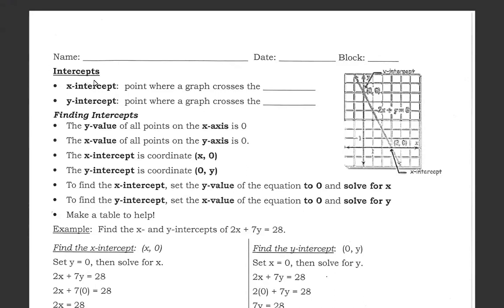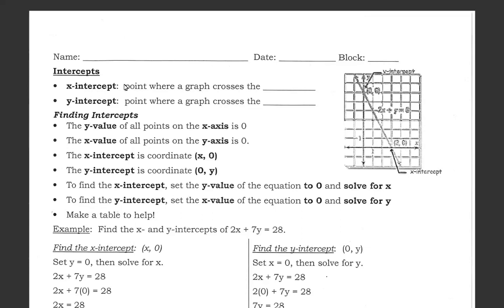So intercepts, what is an intercept? What does that even mean? If you've heard the word intercept or even intersect, it's kind of the same thing. It's going to cross something. Think about an interception in football, right? Someone has thrown the ball and someone else intercepts it. So it basically crosses another path of somebody else.